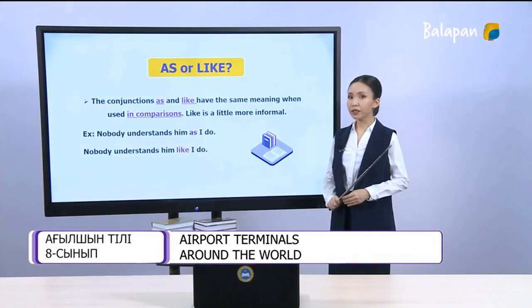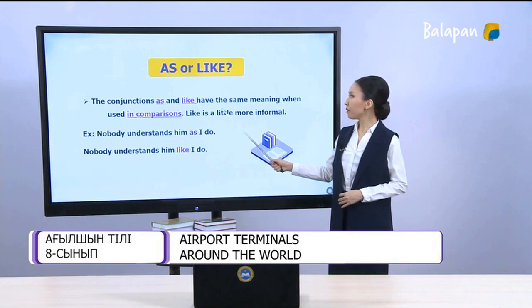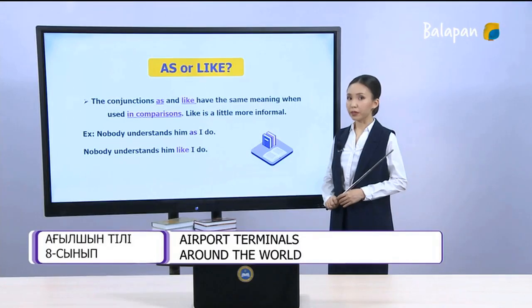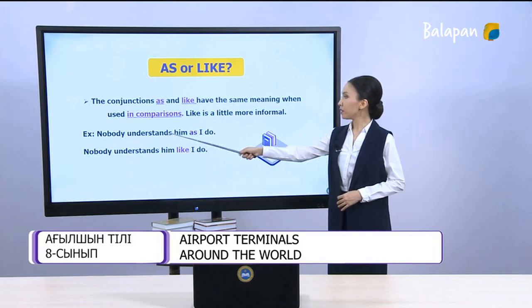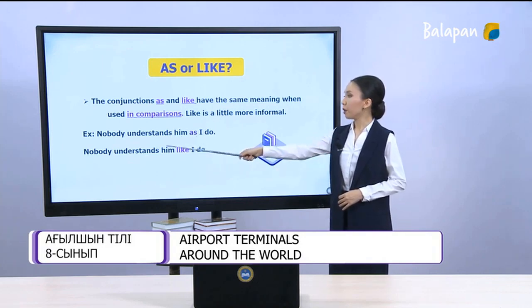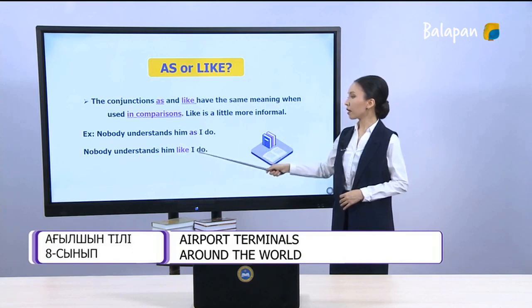The conjunctions as and like have the same meaning when used in comparisons. Like is a little more informal. For example, nobody understands him as I do, or nobody understands him like I do.